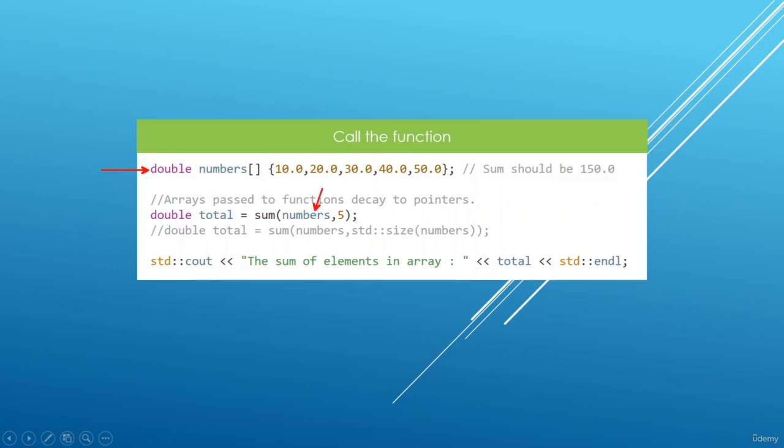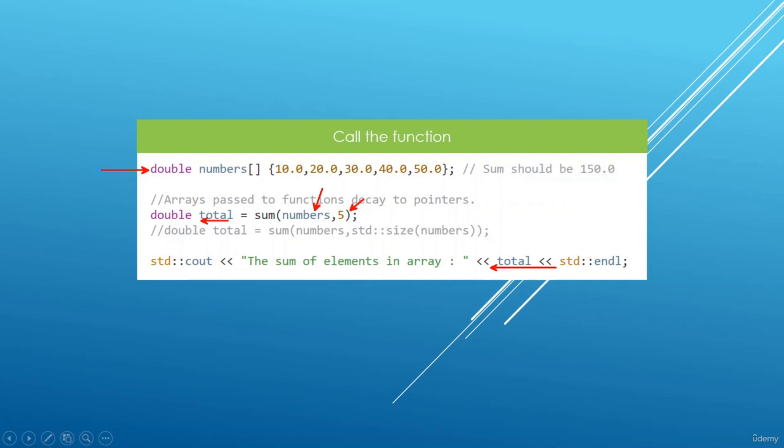The first parameter is going to be our array. That's how we pass it. We pass the name of the array, and we pass however many elements we have in the array. And we're going to store the sum in this total variable, and we can do whatever we want with this guy here. For example, here we are printing it out.